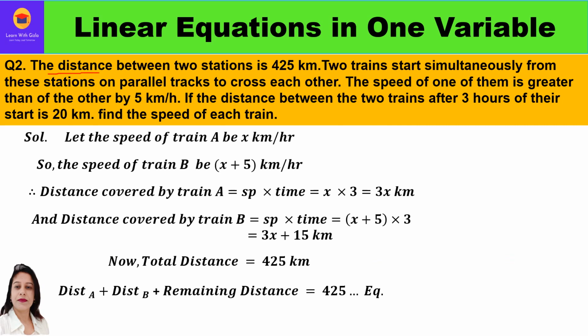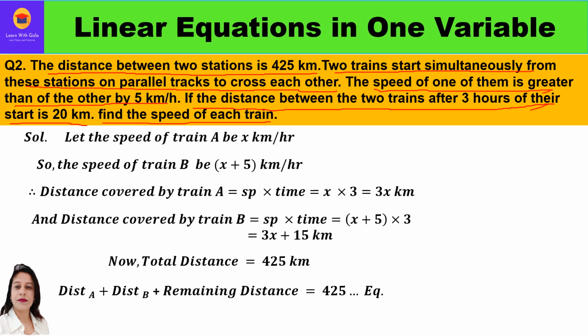The distance between two stations is 425 kilometers. Two trains start simultaneously from these stations on parallel tracks to cross each other. The speed of one of them is greater than the other by 5 kilometers per hour. If the distance between the two trains after 3 hours of their start is 20 kilometers, find the speed of each train.